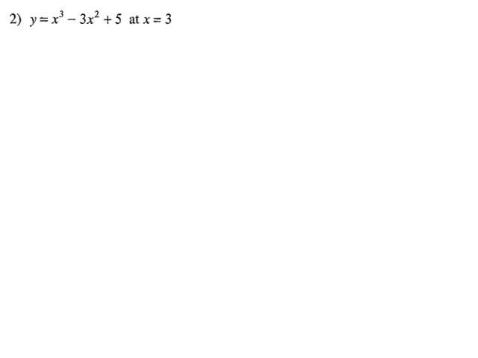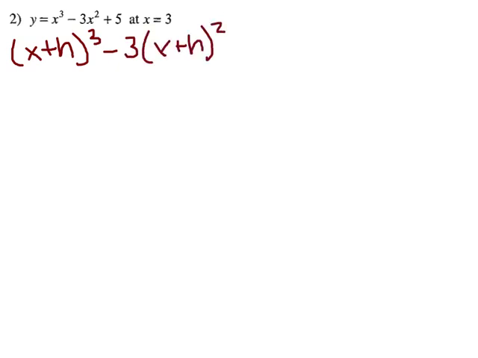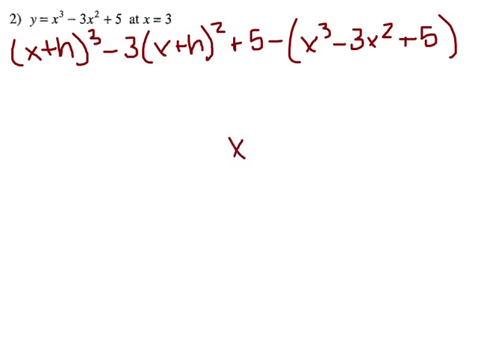Alright, so here we go. We have (x plus h) cubed minus 3 times (x plus h) squared plus 5, minus x cubed minus 3x squared plus 5. First thing we need to do is figure out x plus h cubed. So we are going to have x squared plus 2xh plus h squared. That's x plus h squared, right?